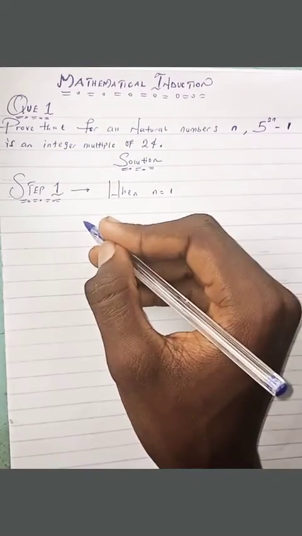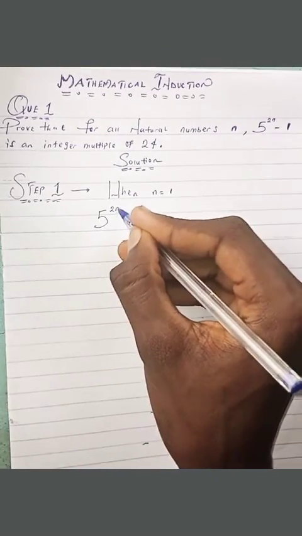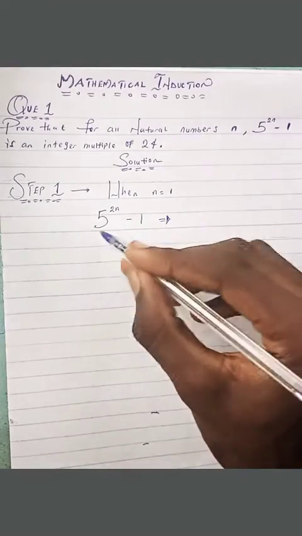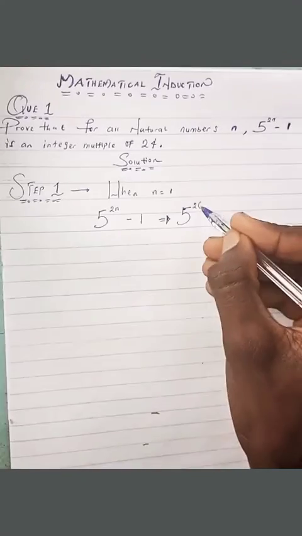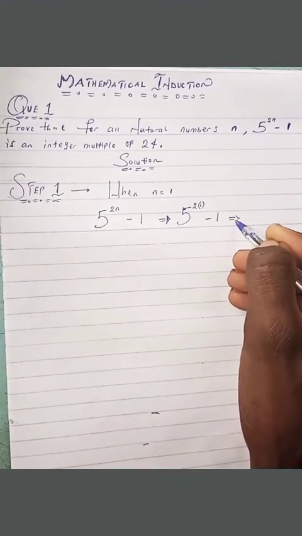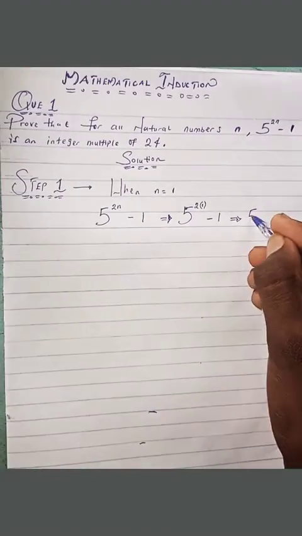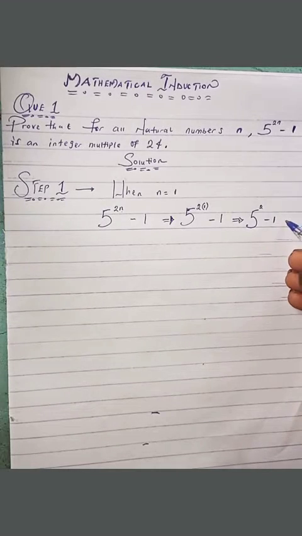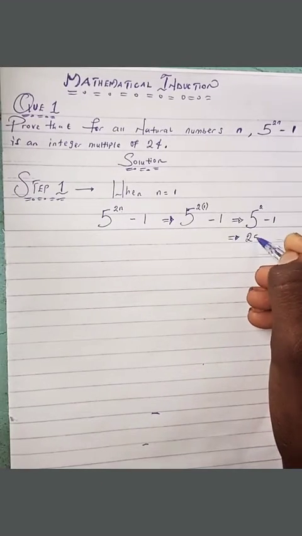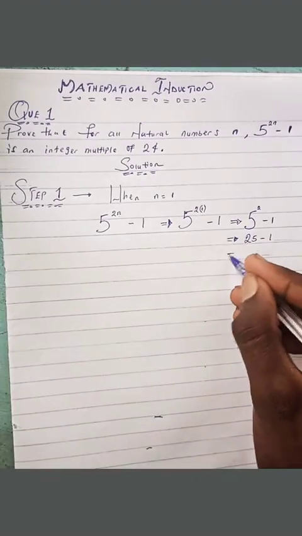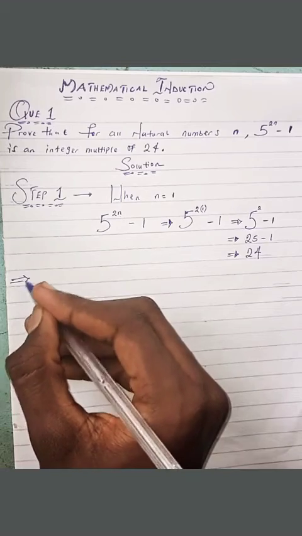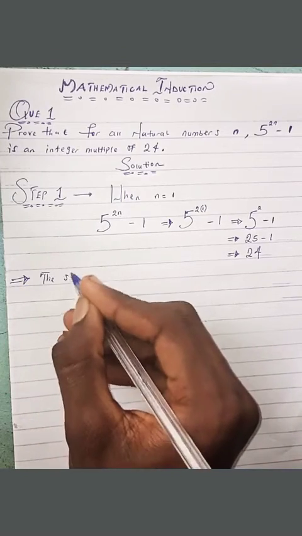Very simple. From the question, I was given 5 raised to the power of 2n minus 1. If I put n equals 1 in this expression, automatically I have 5 raised to the power of 2 times 1, then minus 1. This gives me 5 raised to the power of 2 times 1 gives us 2, then minus 1. Then this should give me 25 minus 1, and I have what? 24.